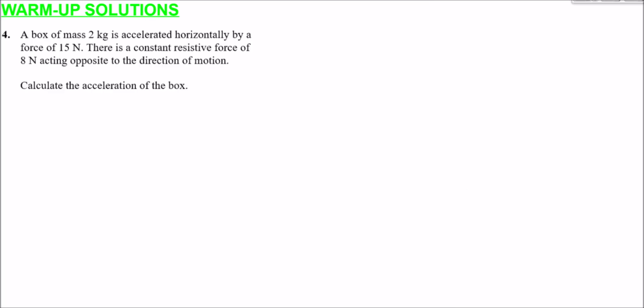And last for the warm-up, we have a standard-ish mechanics question similar to what you might find in Year 12. So I have a box of mass 2 kilograms, it's been accelerated horizontally. So this is a warm-up, so we can assume here it's going to be a horizontal plane. And I'm going to draw on the box here. We're told it's 2 kilograms. If it's 2 kilograms, that means its weight is going to be 2g.